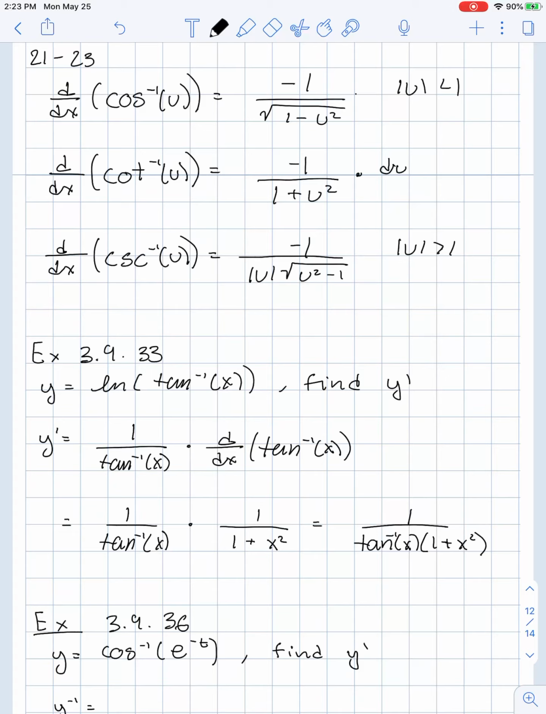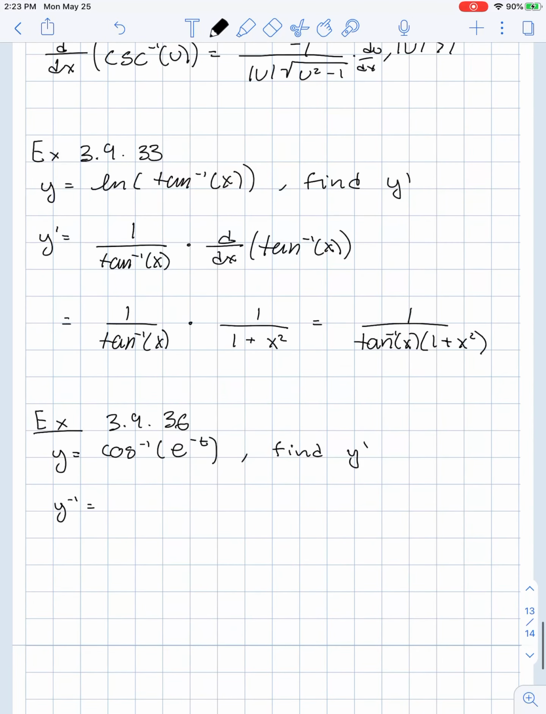And why did no one tell me I'm missing all of my du over dx's? No one told me. My gosh. Okay, you're not allowed to ever forget those. So I'm going to have negative 1 over the square root of 1 minus, I don't have an x, I have e to the negative t squared, times the derivative with respect to t, that's my variable, of e to the negative t.